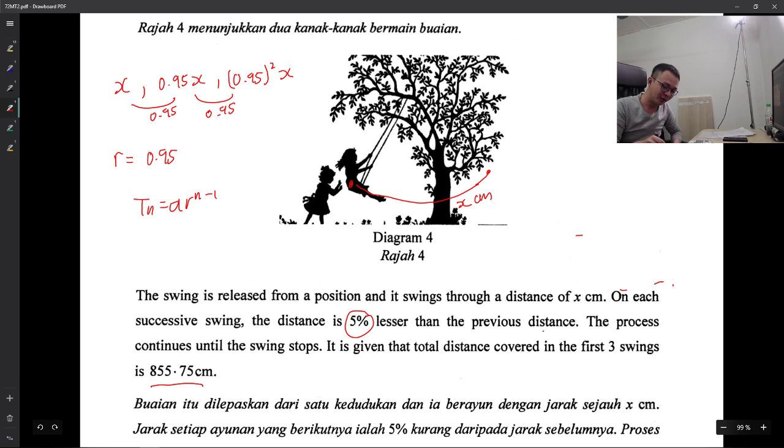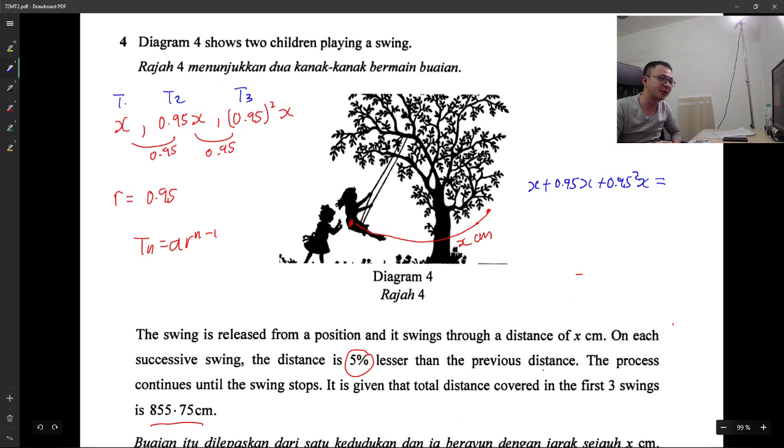So therefore, you realize I actually worked out the first three over here. This one will be T1, T2, T3. Since I have the first three, I can sum them up to get 855.75, right? So I will say x plus 0.95x plus 0.95 square x equals 855.75, and then you just solve this one, you should be able to get the x easily.